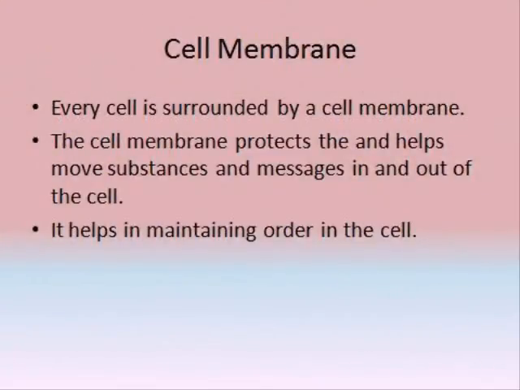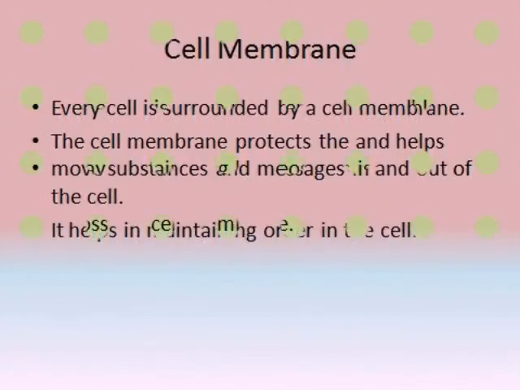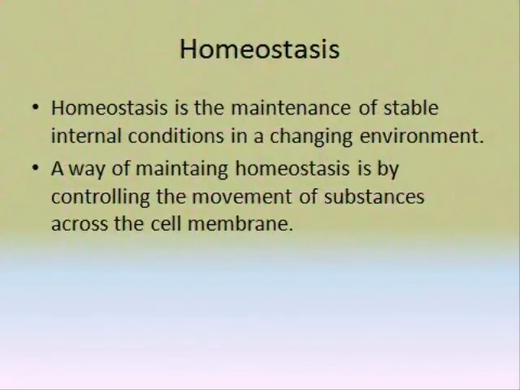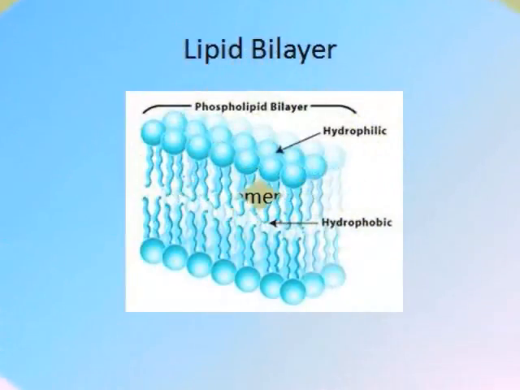Cells and their environment. Cell membrane. Every cell is surrounded by a cell membrane. It helps in maintaining order in the cell. Homeostasis. Homeostasis is the maintenance of stable internal conditions in a changing environment. This is a lipid bilayer.